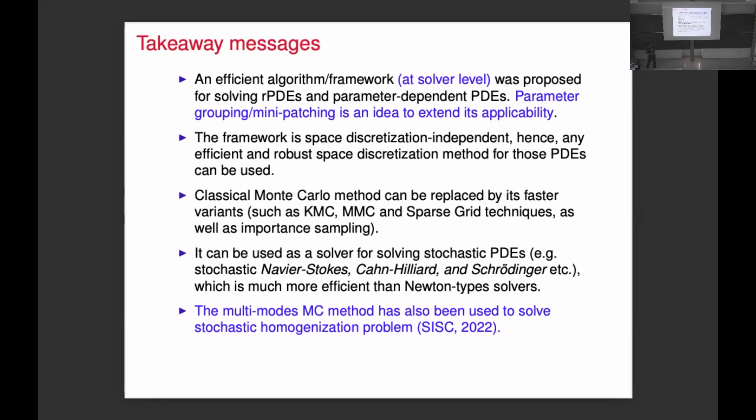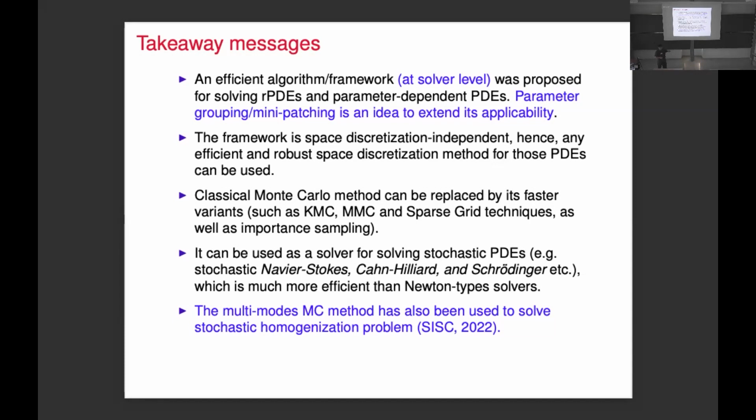So to summarize, I showed here a quote-unquote framework for solving random problems. The keyword is reuse computation. Don't change the model, but reuse computation as much as you can. This is done at the solver level.